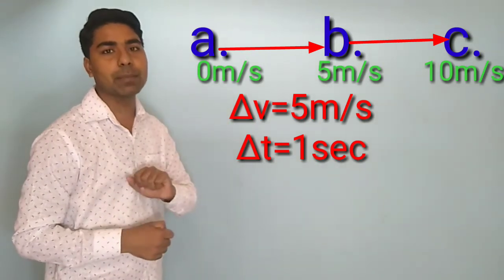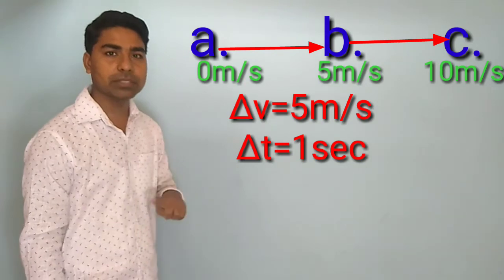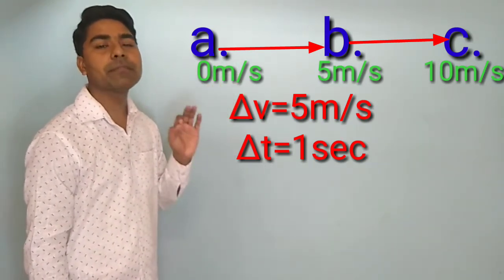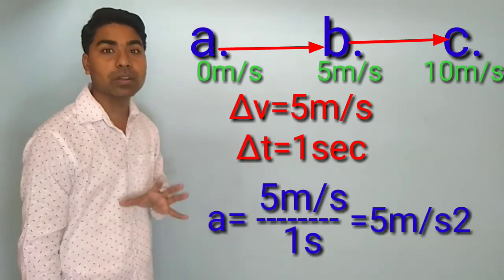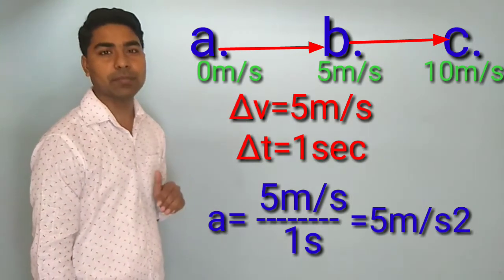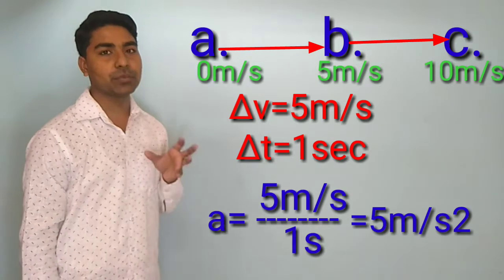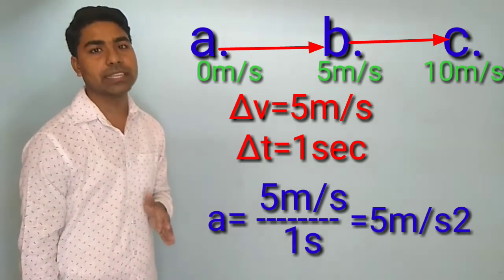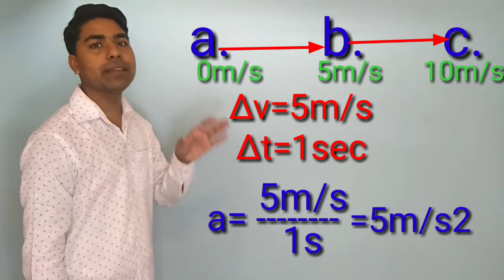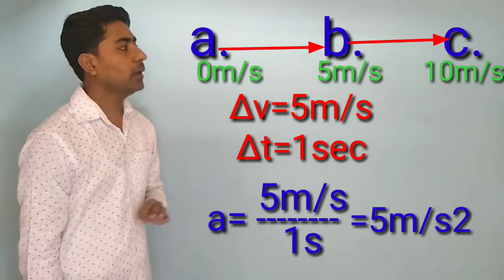So the rate of change of velocity, change in velocity per unit time, is what? Acceleration. So what is the change in velocity? 5 meter per second. In how much time? In 1 second. So 5 meter per second divided by 1 second gives 5 meter per second square. This is acceleration. In the same way, from B to C there is also a change of 5 meter per second in 1 second, so the acceleration will be 5 meter per second square. So the rate of change of velocity is acceleration. Here the acceleration from A to B is 5 meter per second square, from B to C again 5 meter per second square. So what will you write?